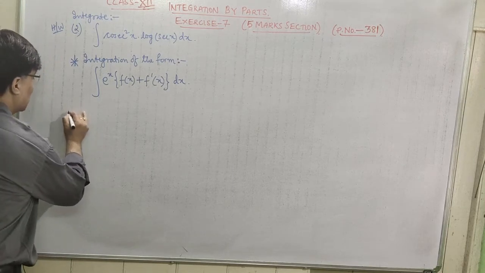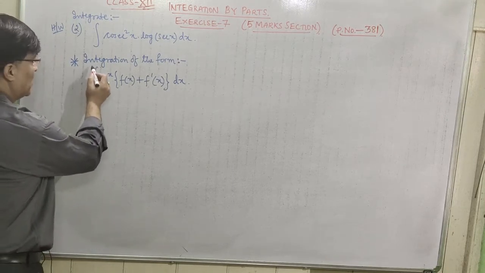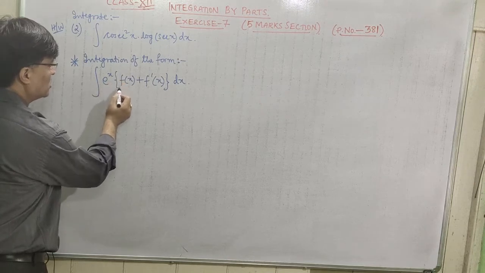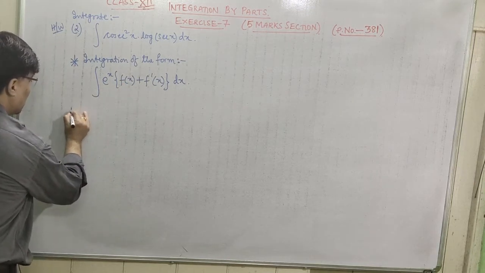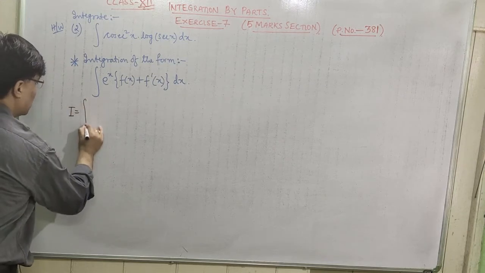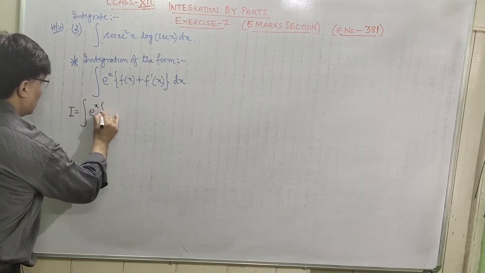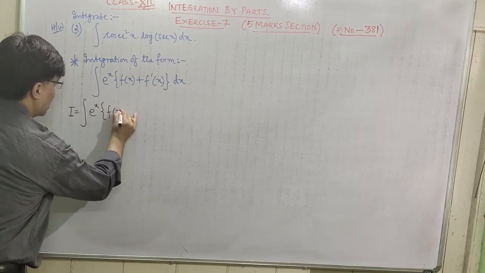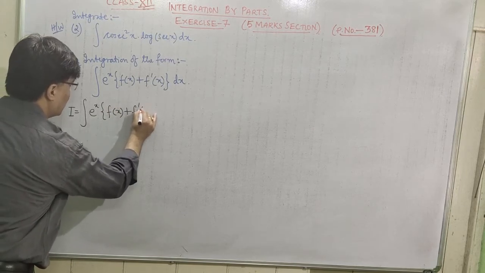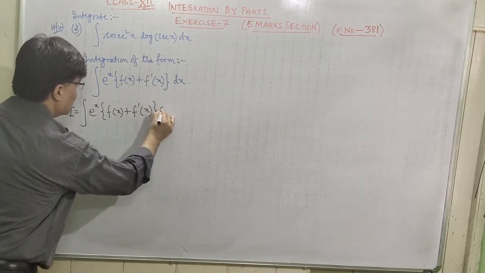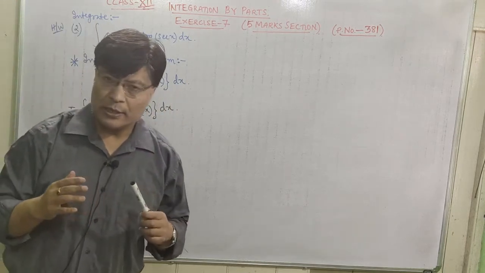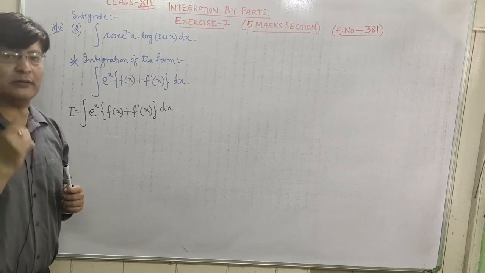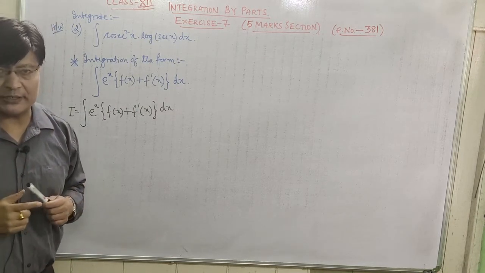So let us write it first as this is integration of e to the power x within second bracket f of x plus f dash of x second bracket close dx. So let us write it as I is equal to integration of e to the power x within second bracket f of x plus f dash of x second bracket closed dx. Okay. So now in this case we are using the method of integration by parts, right?